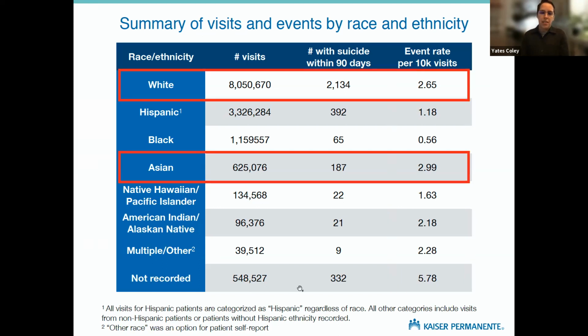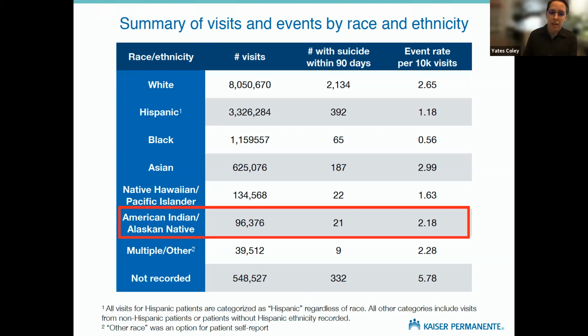We also see that the event rate for visits by Asian patients is higher than that of white people, which we didn't expect given population level trends. So this could be because the Asian people seeking mental health care in these health systems aren't representative of the Asian population nationwide, or because Asian patients at higher risk of suicide may have many visits, since this is a visit-based rate, not a per person event rate.